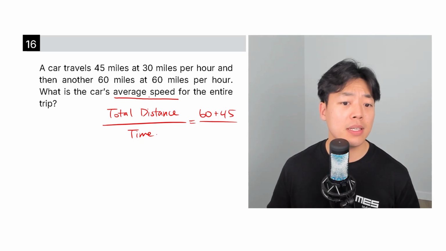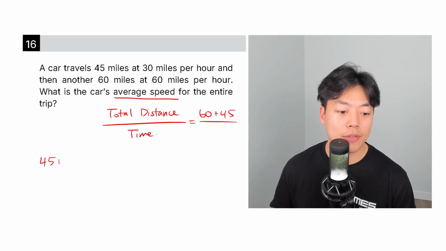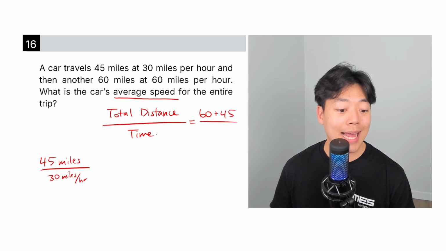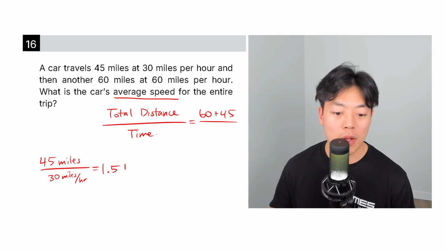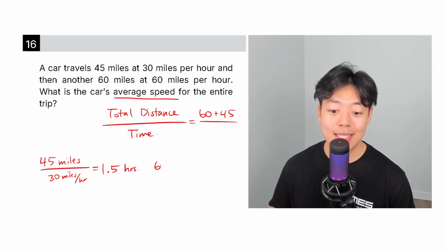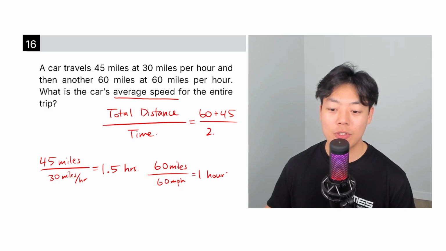Well, let's split these up. 45 miles divided by 30 miles per hour will cancel out the miles and bring the hours to the top. This gives us 1.5 hours. Next, we have 60 miles. This one's even easier. In 60 miles per hour, that's 1 hour. So total, we have 2.5 hours.